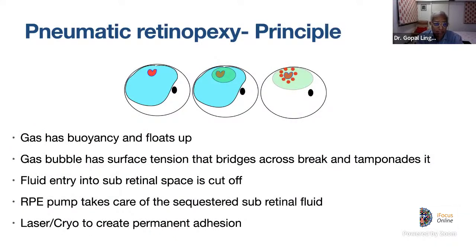So the principle of pneumatic retinopexy is that gas has a buoyancy, so it floats. And a gas bubble also has a surface tension, which is excellent. And this bridges across breaks, producing a tamponading effect, because it cuts off the convection currents of fluid from reaching the subretinal space, because it bridges across the retinal break. So the fluid entry into the subretinal space is cut off. And once that is cut off, subretinal fluid gets absorbed by the RPE pump. Then laser or cryo can create a permanent adhesion on the break. So this is the basic principle of pneumatic retinopexy.